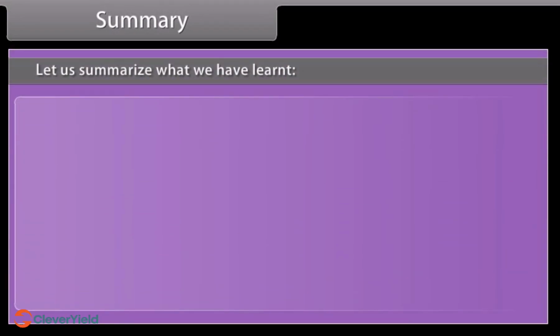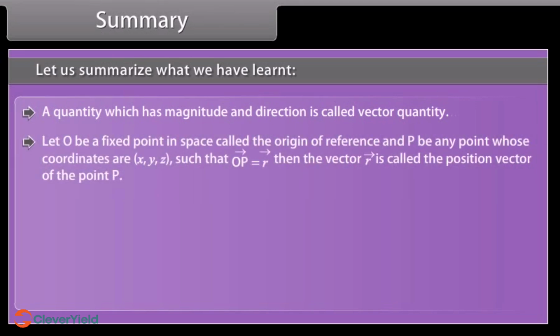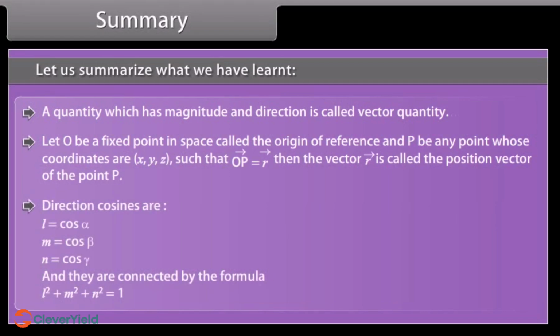Summary. Let us summarize what we have learned. A quantity which has magnitude and direction is called a vector quantity. Let O be a fixed point in space called the origin of reference and P be any point whose coordinates are x, y, z such that vector OP is equal to vector r. Then the vector r is called the position vector of the point P. Direction cosines are l equals cos alpha, m equals cos beta, n equals cos gamma, and they are connected by the formula l squared plus m squared plus n squared equals 1.